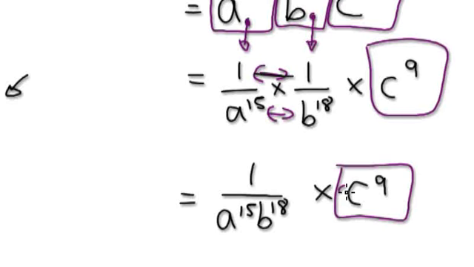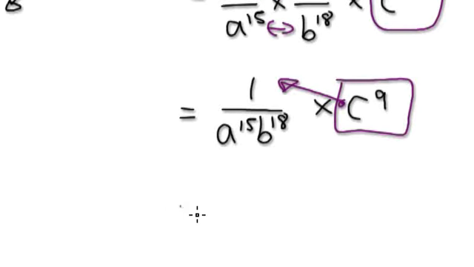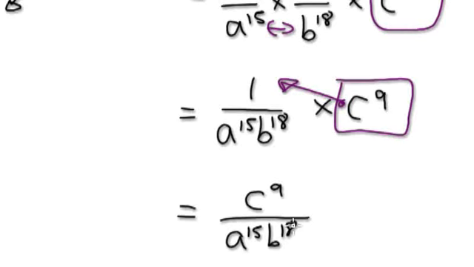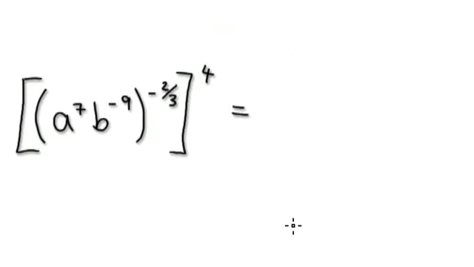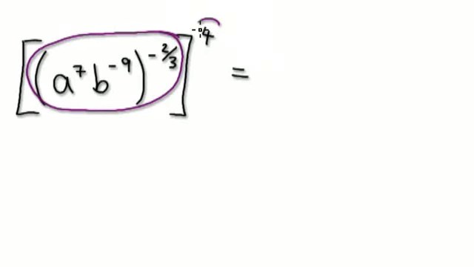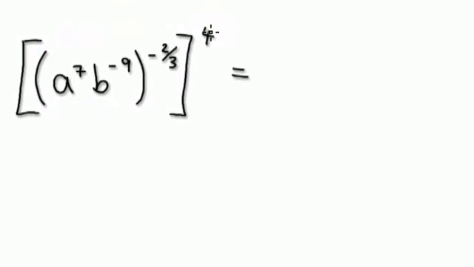Now, when you times a fraction, it gets multiplied to the top. So this becomes c to the power of 9 over a to the power of 15, b to the power of 18. Okay. Alright, this one here. This one looks really complicated, but try to resolve this bit here first, and then sort this out later on. Okay. So press pause and have a go.